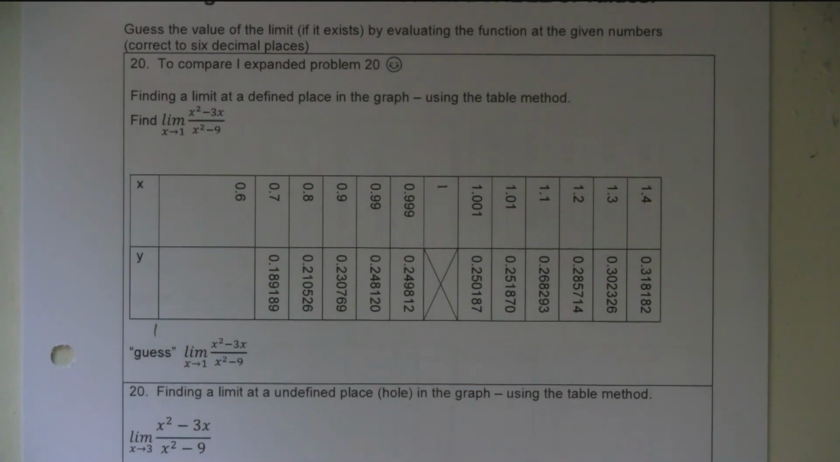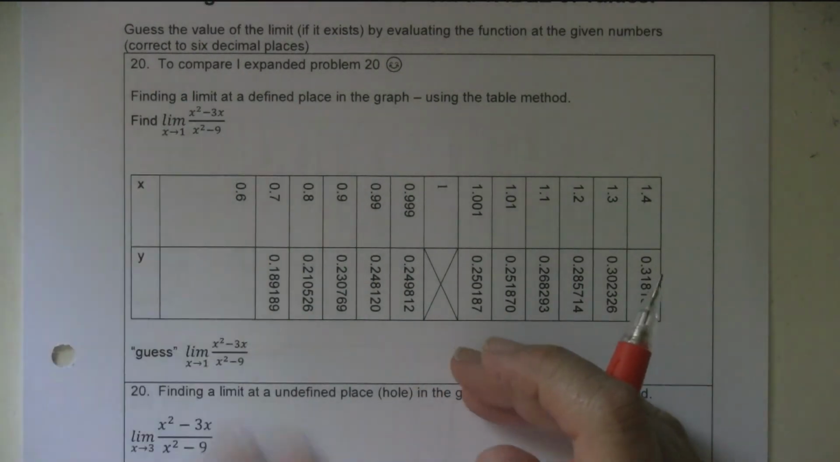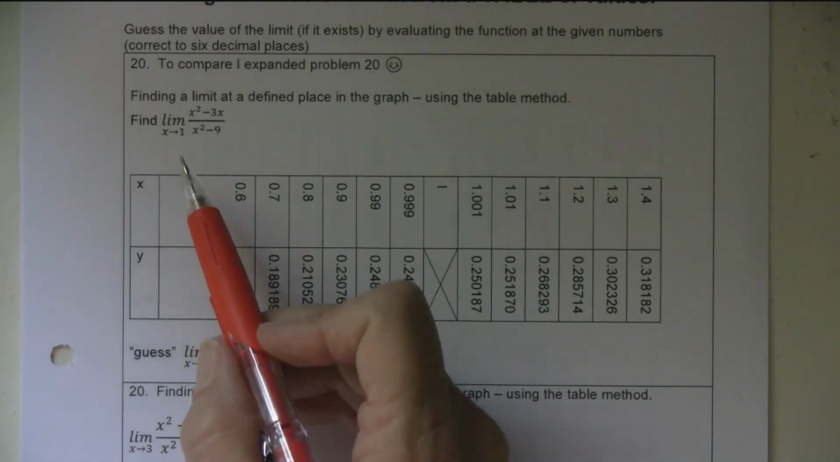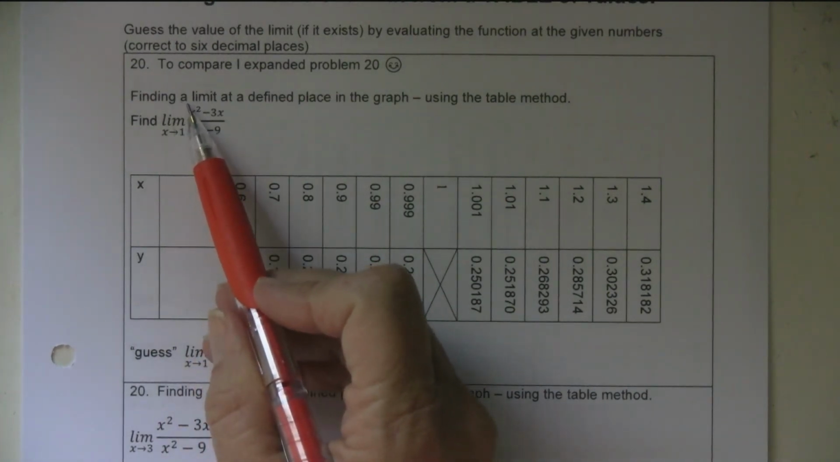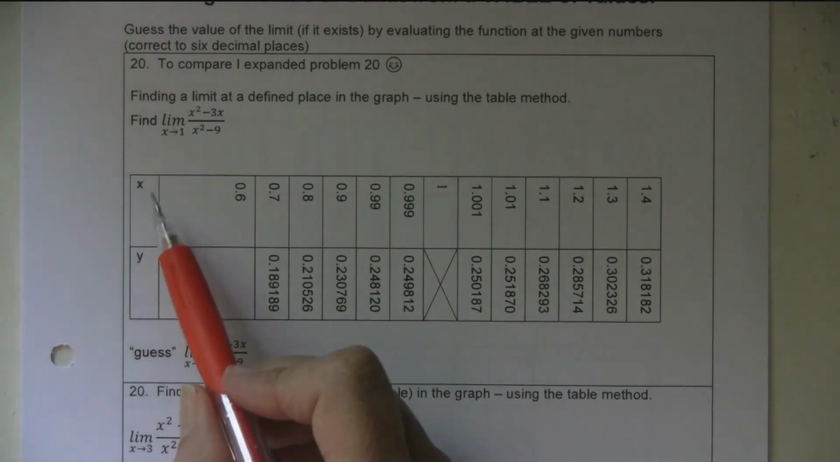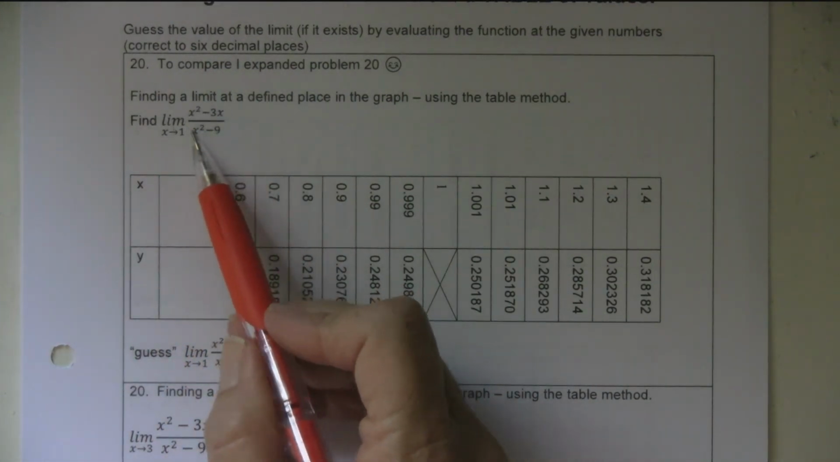So here, it says, guess the value of the limit if it exists by evaluating the function at the given numbers, correct to 6 decimal places. To compare, I expanded problem 20. So I did a little more than problem 20 asked in the book, if you like to look in your book. They asked you to use the table method to find the limit as x approaches 1 of this function here.